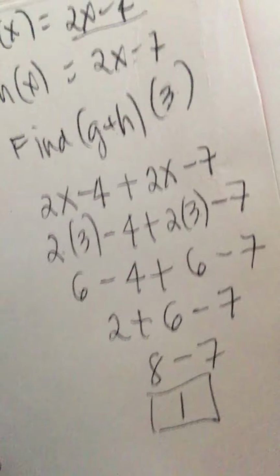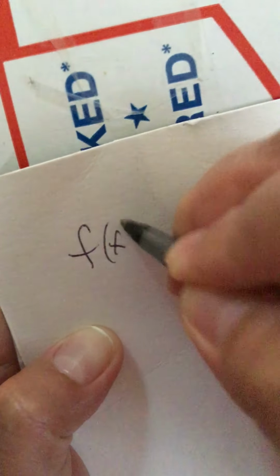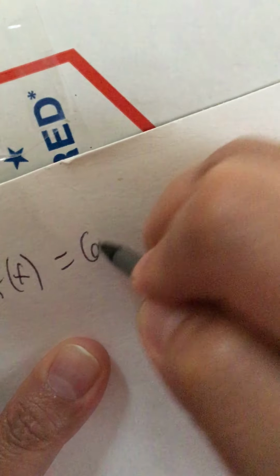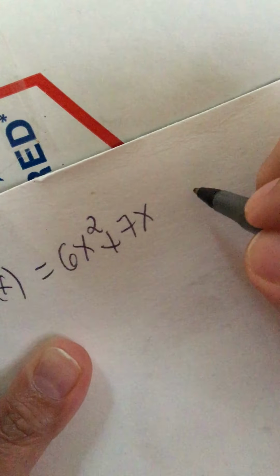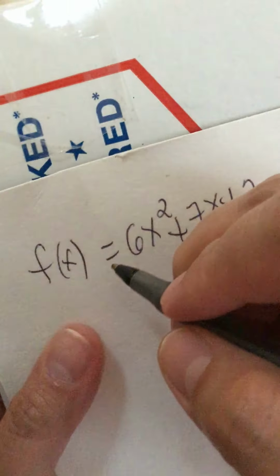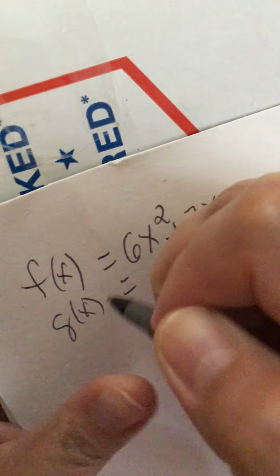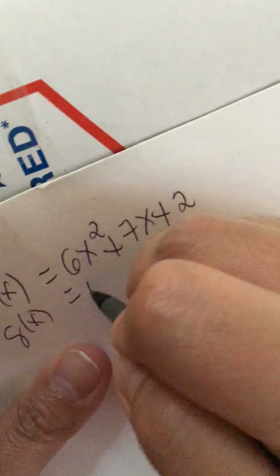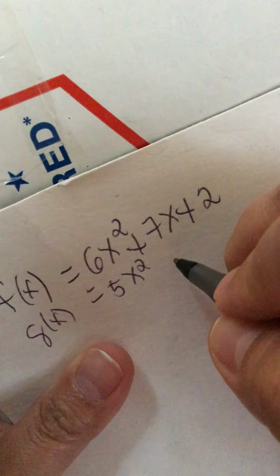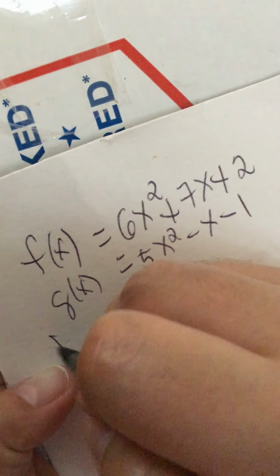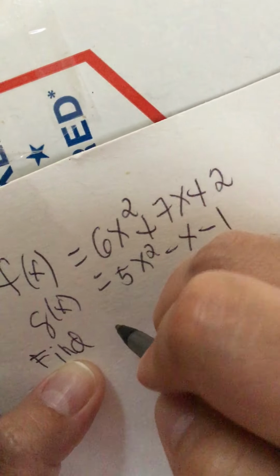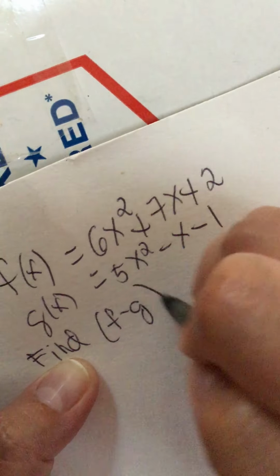We have one more problem to do, and this is f of x is equal to 6x squared plus 7x plus 2, and then g of x, apologize for my sniffles, 5x squared minus x minus 1. Now they want us to find (f minus g) of x.